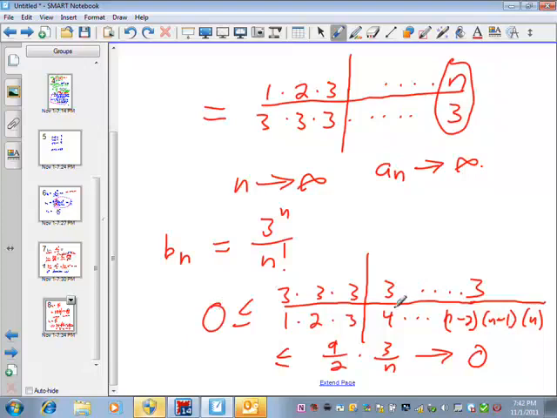So if I have a sequence of numbers that's always bigger than or equal to 0, and it's always less than or equal to something that's going to 0, then that means that the sequence itself has to go to 0. Right? That's the squeeze theorem. Remember that theorem? Some people call it the sandwich theorem. So this sequence is squeezed in between two things.